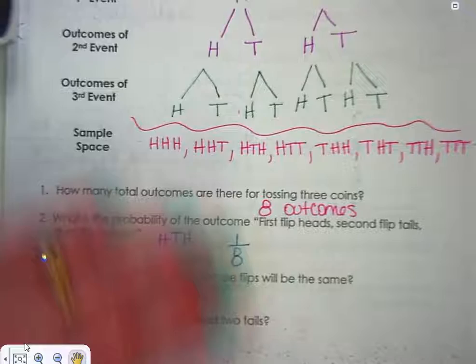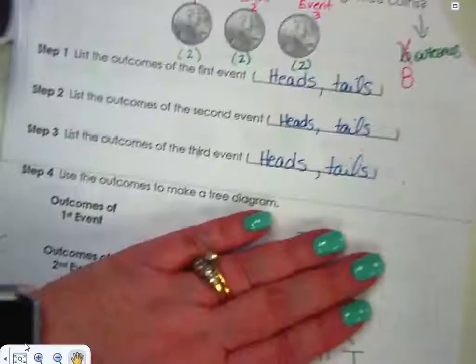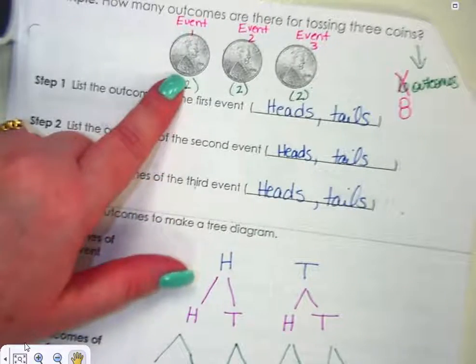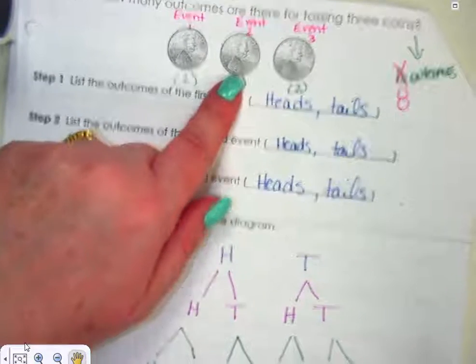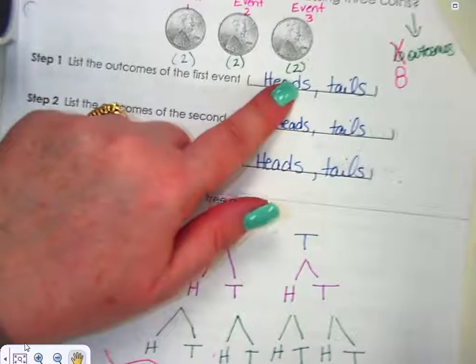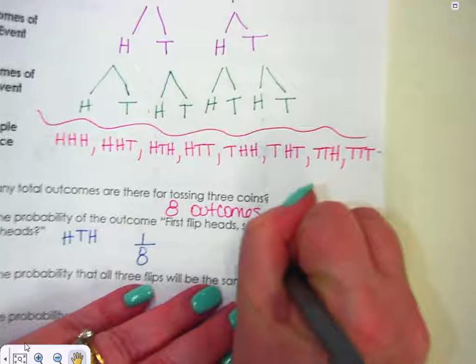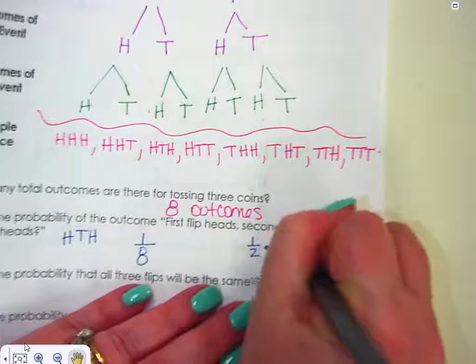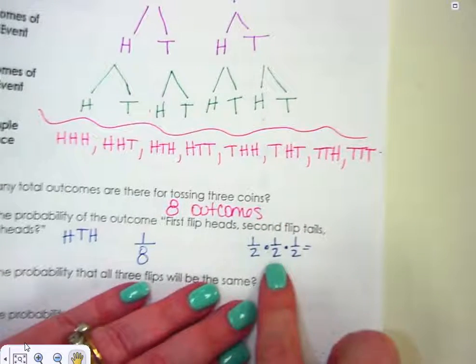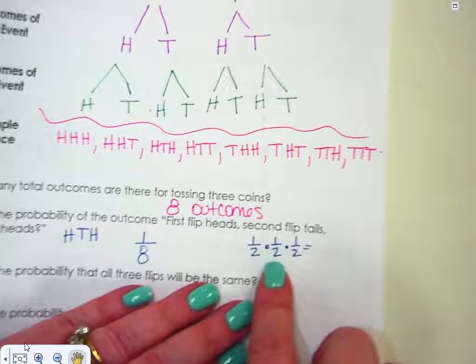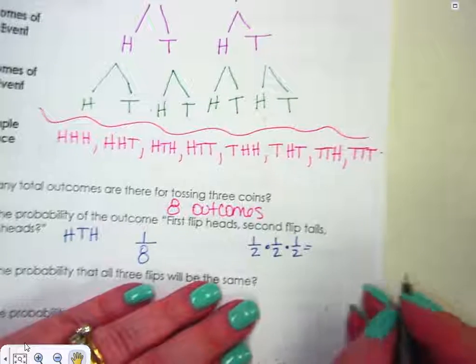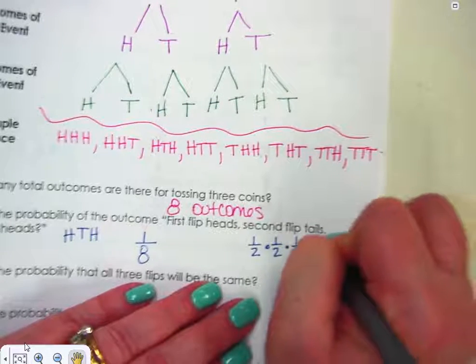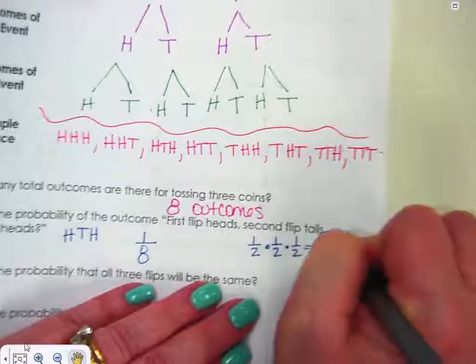Could I have gotten there mathematically if I didn't do this? What's the probability of landing on heads? 1/2. What's the probability of landing on tails? 1/2. And heads? So 1/2 times 1/2 times 1/2. 1/2 times 1/2 is 1/4. And 1/4 times 1/2 is 1/8. We could have gotten there mathematically as well if we did not have a sample space.